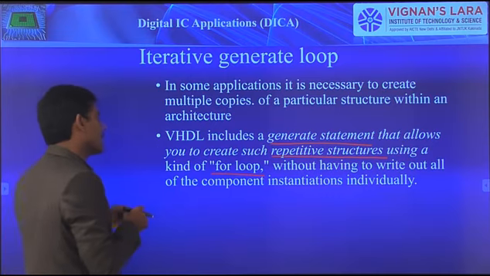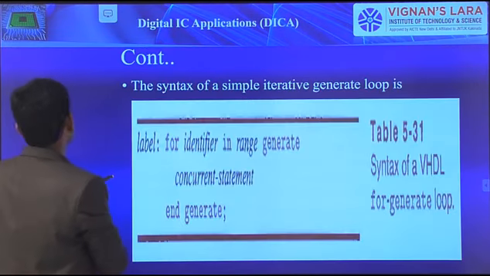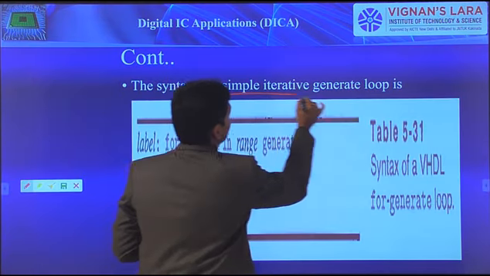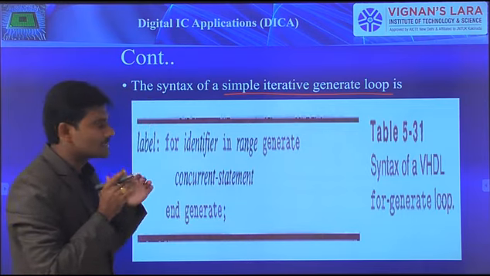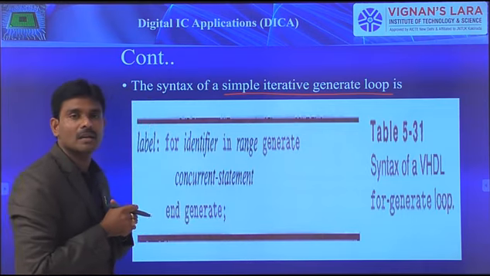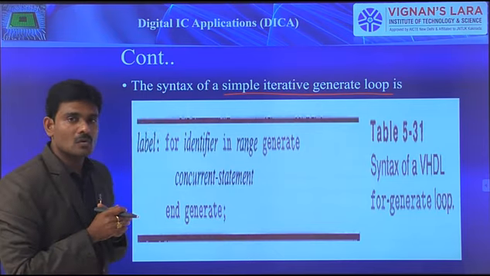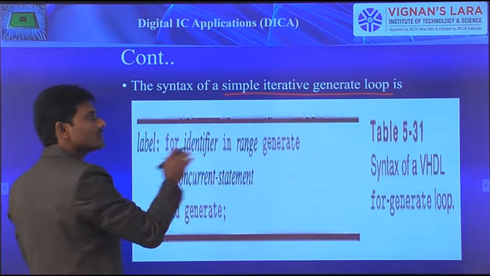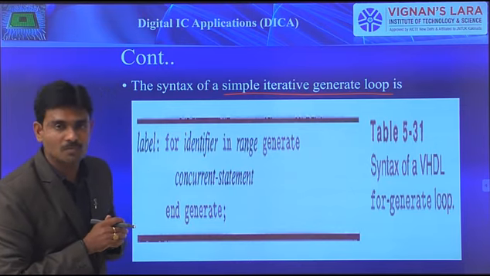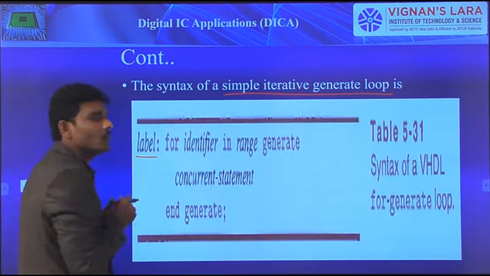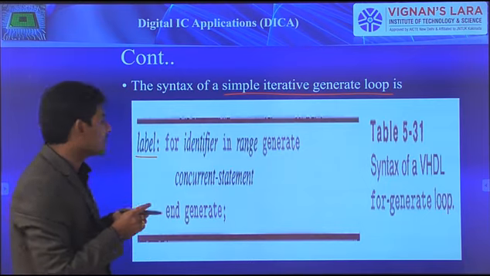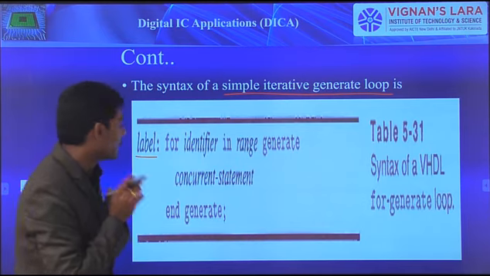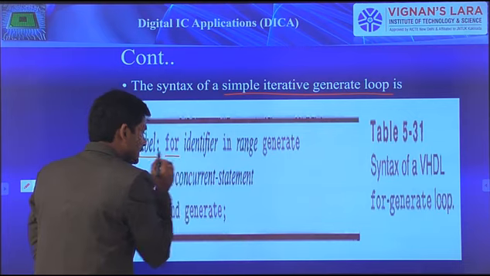We will look at how we can generate that. Before that, we first need to know the syntax of the simple iterative generate loop, so that we can include those statements within our architecture body. This is how the syntax of the iterative generate loop looks. It starts with a label. Any name can be given as the label, which represents this whole function. So label, colon, then for.